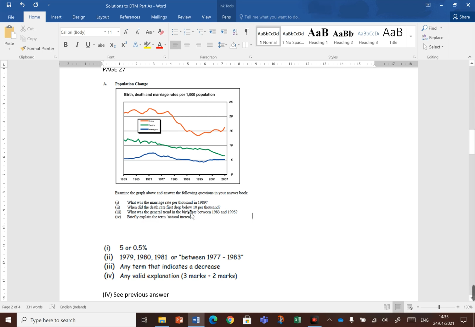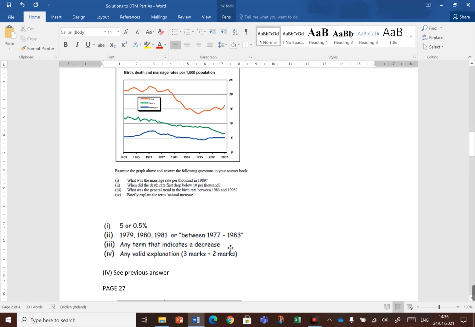When did the death rate first drop below 10 per 1,000? The death rate is the green line, and you'll see here it first dropped below 10 around about this area here. If you said anywhere from 1979, 1980, 1981, you would have got the marks. The only time they wouldn't have given you the marks was if you went beyond 1983. Question 3: what was the general trend in the birth rate between 1983 and 1995? Any term that indicates a decrease. So if you said it's declining, it's dropping, it's decreasing, then you would have gotten the marks.